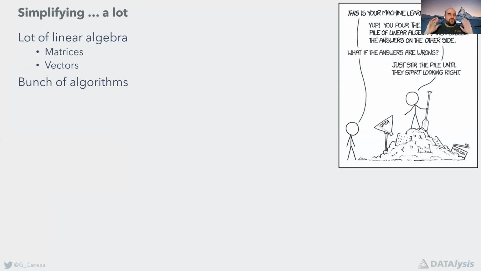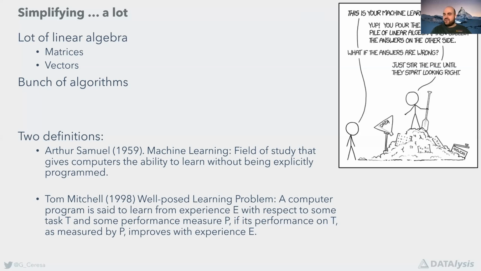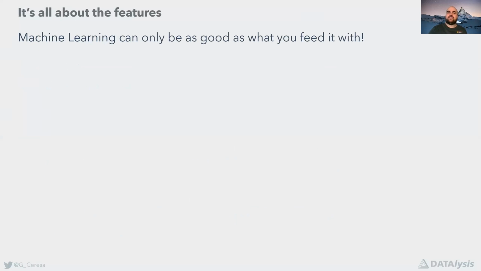To make it extremely simple, don't take this as a definition of machine learning. It's just a way to extremely simplify things. A lot of linear algebra, vectors, matrices are everywhere. A bunch of algorithms. Shake it well, and what you get is machine learning. Google for it, you will find definitions about it. I'm not going to read them. They are on the slide if you want to download them. Google for machine learning definition, there are tons of them.